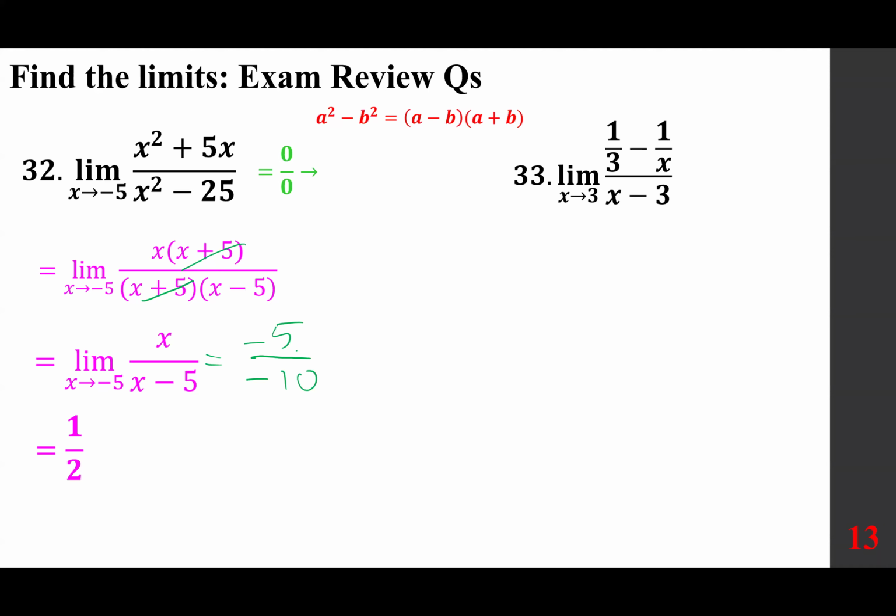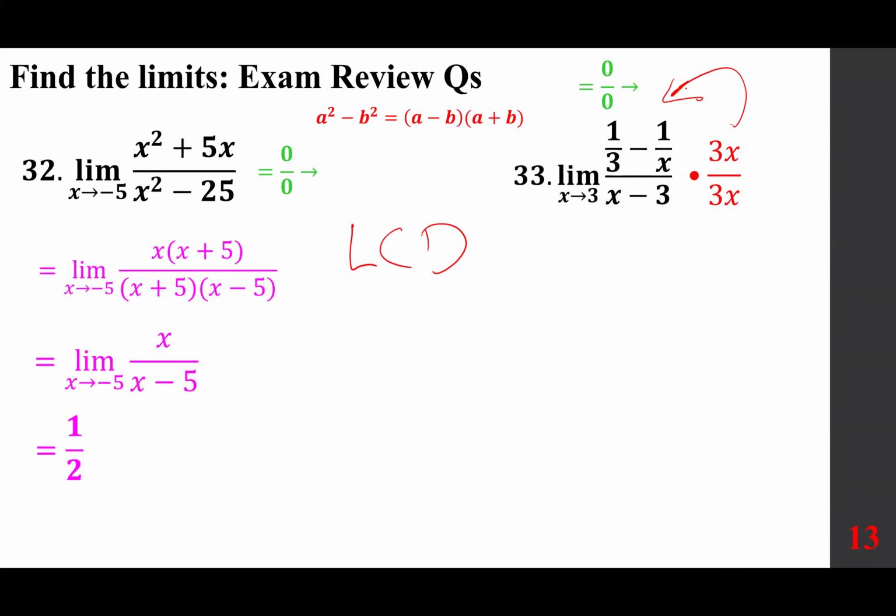The limit of 1/3 minus 1 over x minus 3 as x approaches 3. When we plug in, we get 0 over 0. Because this is a complex fraction, the technique is to multiply the top and the bottom by LCD, which is 3x. So as far as the denominator is concerned, we keep it as a product. As far as the numerator is concerned, we distribute.